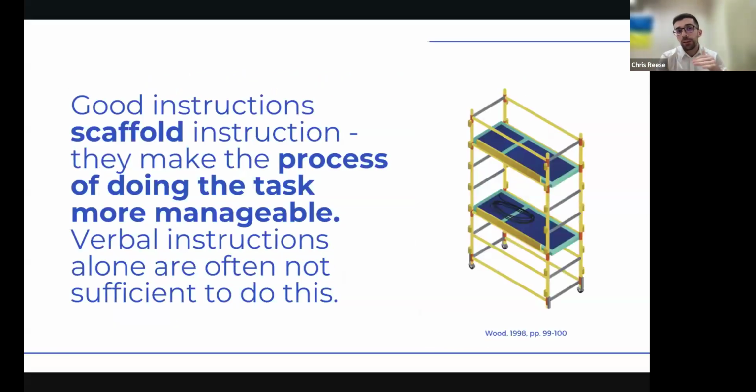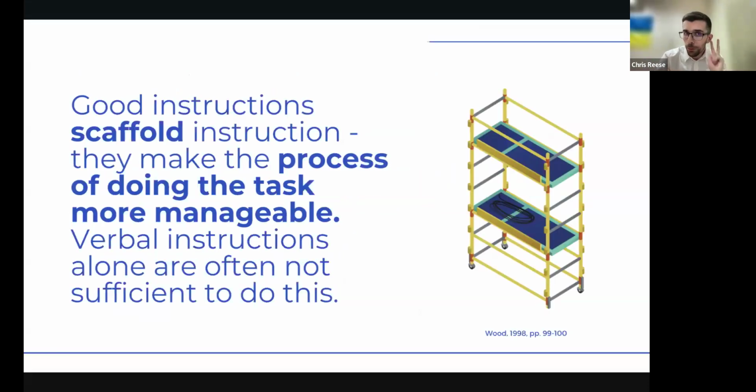The takeaway from this is that good instructions don't just tell the students what to do, they make the process of doing the task more manageable, something we call scaffolding. Just telling people what to do is often not enough for this, especially if it's that first category of task which they're not familiar with and which they've never done before.